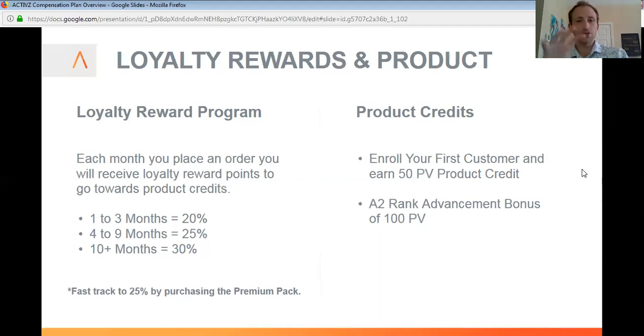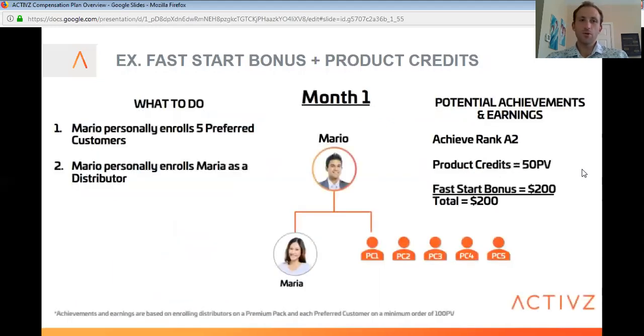Every single month, those are just going to build in your back office, and then you can apply those to future product orders. And one of the components of purchasing a premium pack, you're fast tracked to that 25%. So that does add up. And then on the right side, you see product credits. Enroll your first customer and you can earn 50 PV product credits. And then as you hit that A2 rank, which is the second rank of the company, you're in 100 PV. So pretty cool. And then let's look at a scenario here.